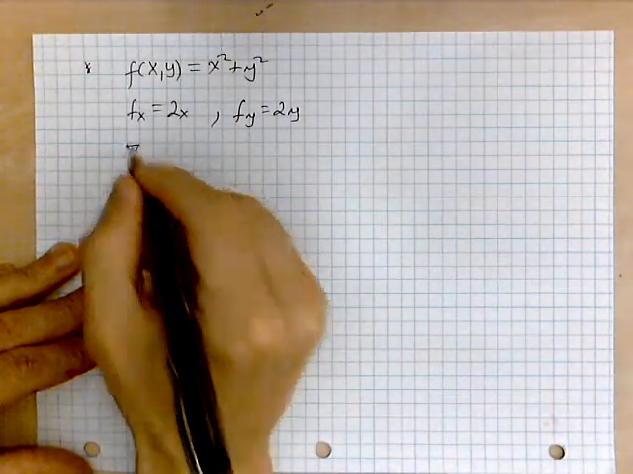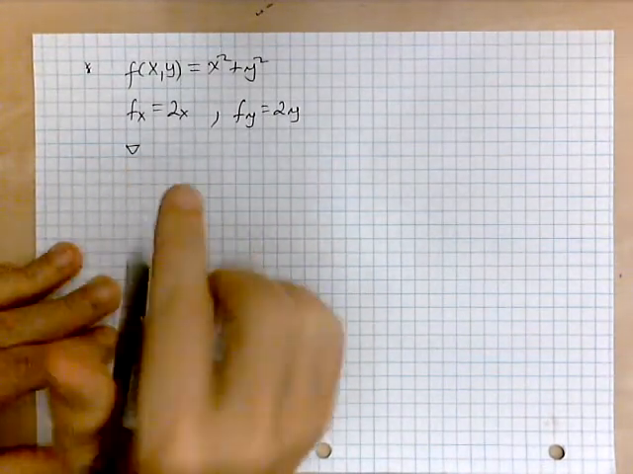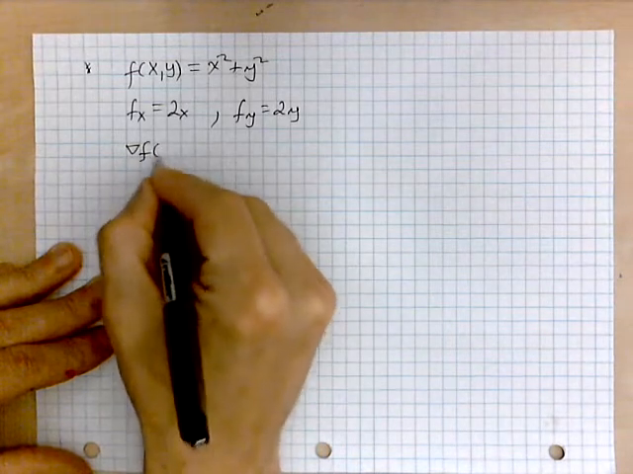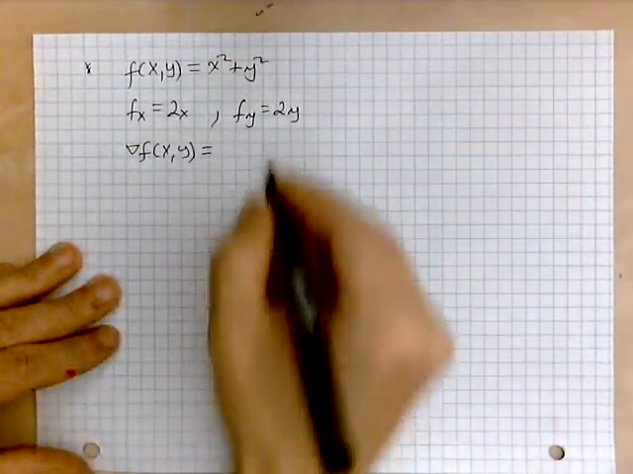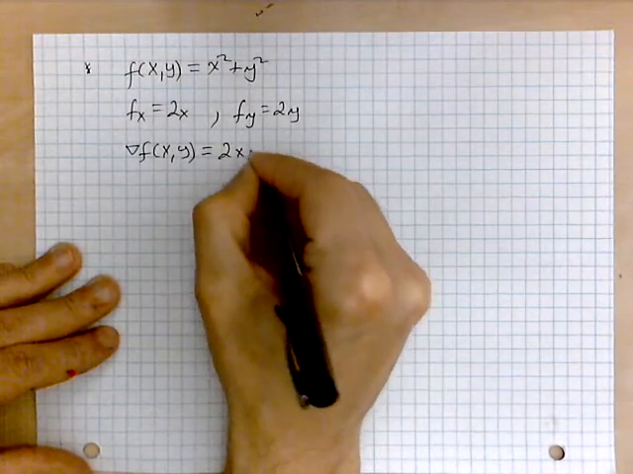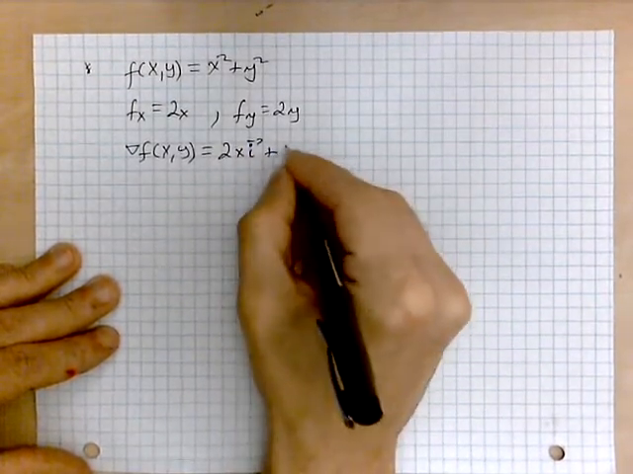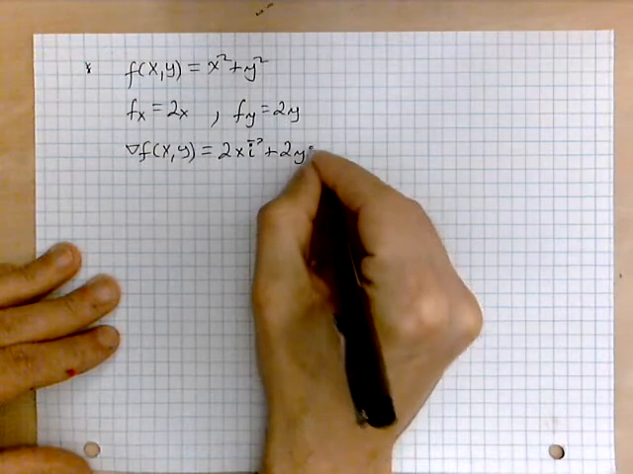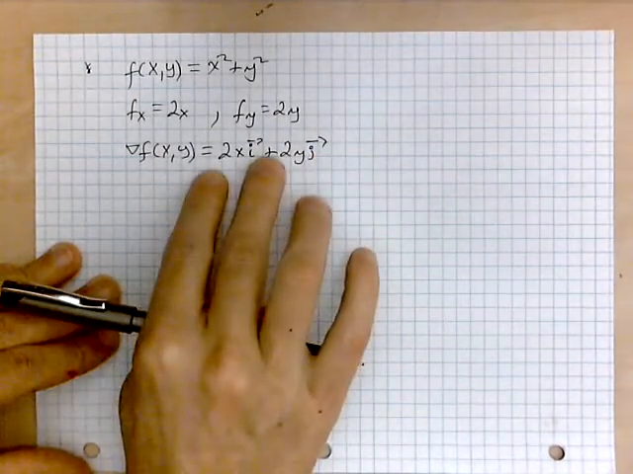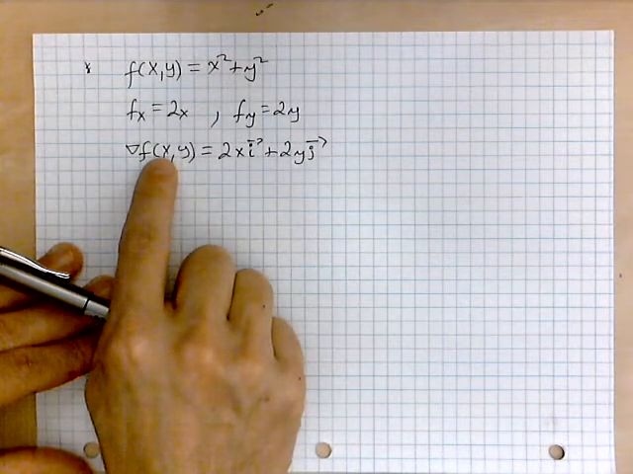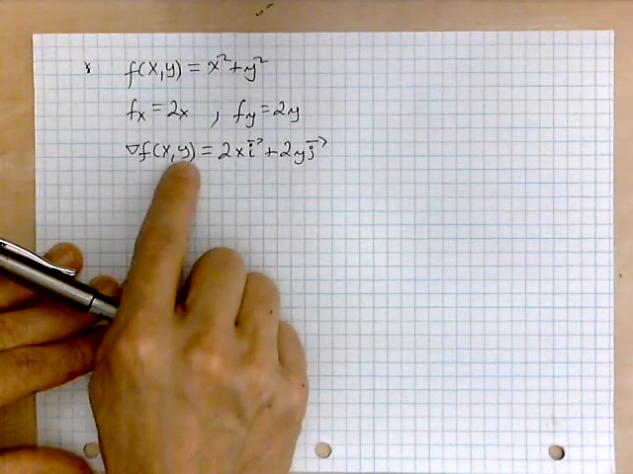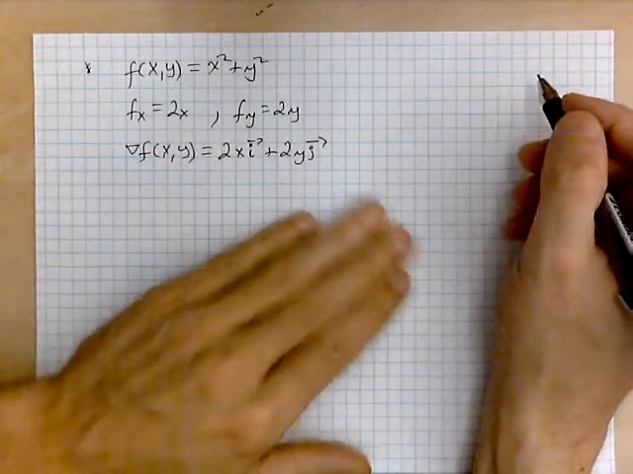And we use this notation, we use an inverted triangle. The gradient of f of x and y equals 2xi plus 2yj. So this is a vector that depends on where you are located because it's a function of x and y, of the coordinates, meaning where you are located in the xy plane.